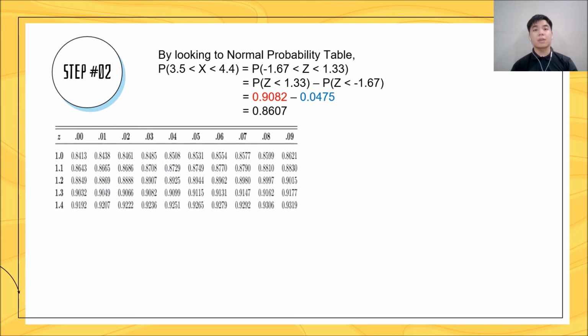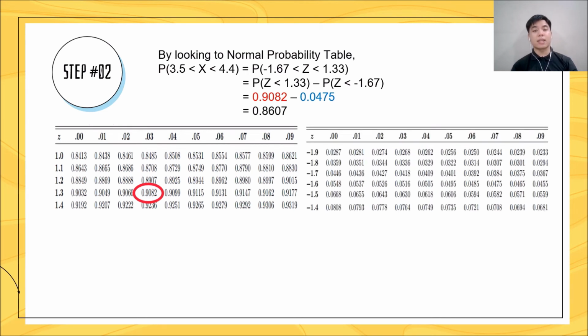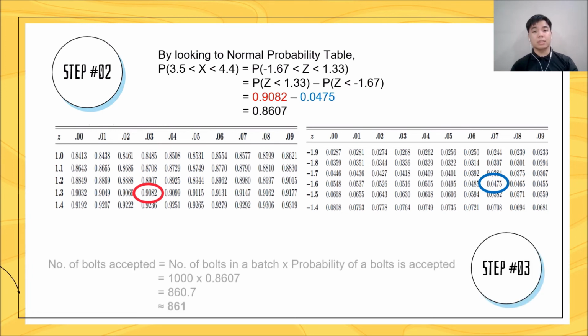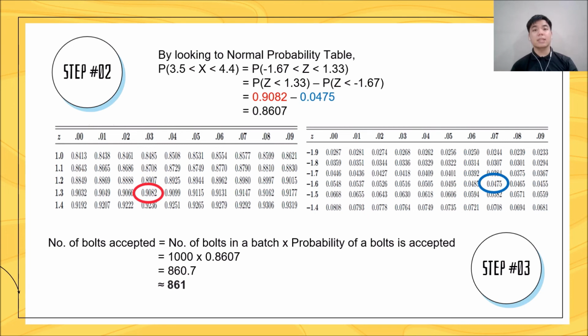The value for the probability of z2 can be found by referring to the table, where the probability less than 1.33 is 0.9082, while for z1, the probability less than negative 1.67 is 0.0475, and the result of 0.8607 is the probability that is in the range. The last step is to find the number of bolts accepted in the batch of 1000. We simply multiply the probability by 1000, and rounded off, 861 is the final result that is accepted.